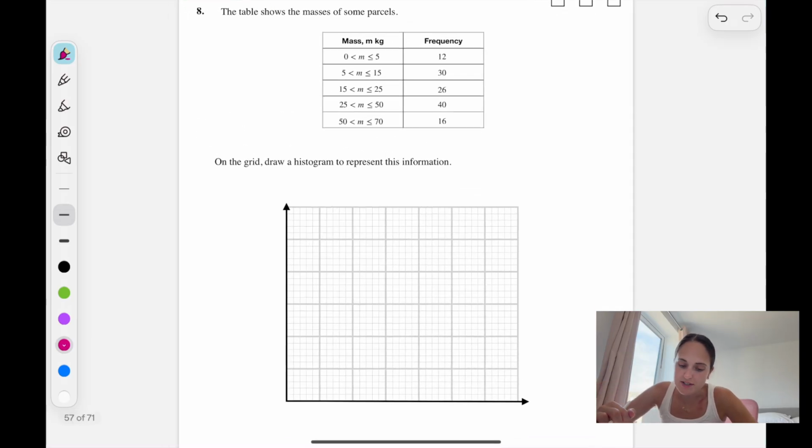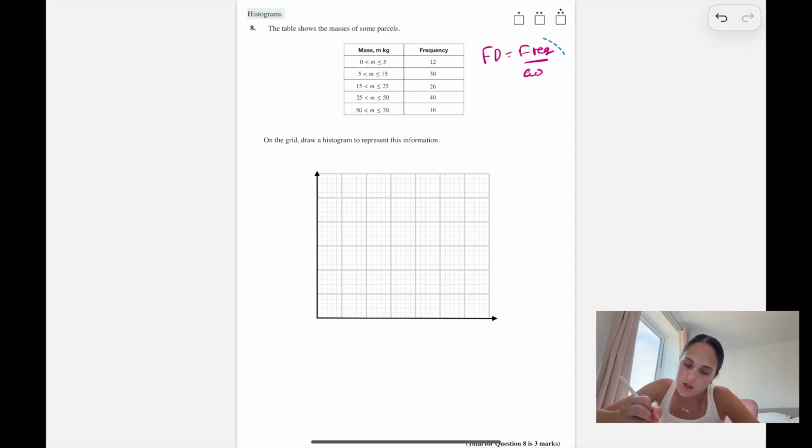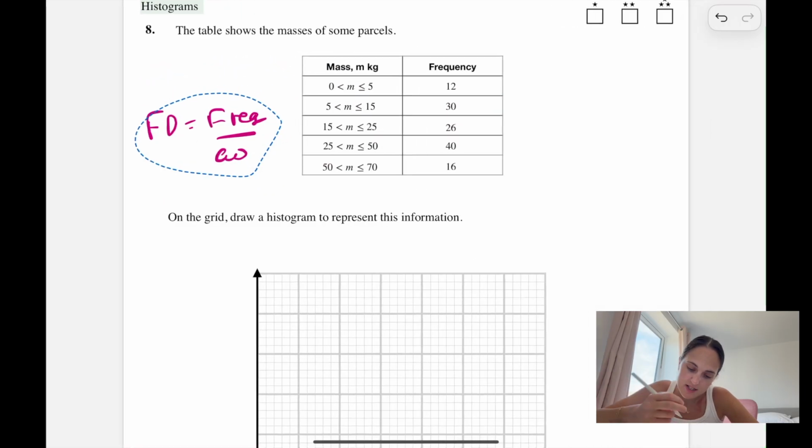This question here, we have the masses of some parcels and we need to draw a histogram to represent this information. So the key thing about histograms is we do the mass along the bottom, and then we're going to do the frequency density along the y-axis. So to work out the frequency density, I do the frequency divided by the class width. So I'm going to do that for each of the columns. So the frequency density for each one.